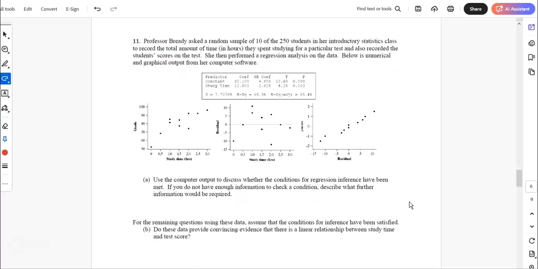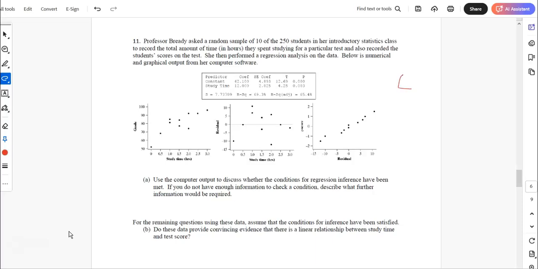11 looks like a long question here. Professor Brady asked a random sample of 10 of his 250 students in her introductory stats class to record the total amount of time they spent studying for a particular test. It also recorded the score of the test. Then she performed a regression analysis for the data. You can see it seems like maybe a positive correlation here. Use a computer output to discuss whether the conditions have been met.